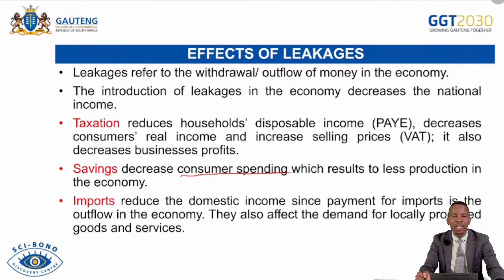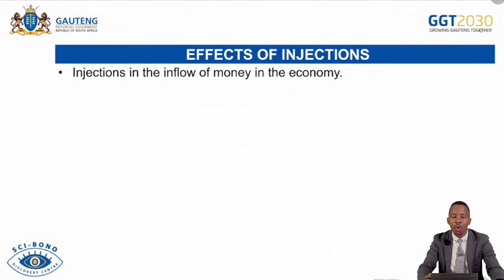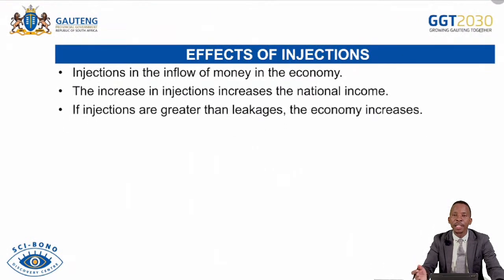Imports reduce domestic income. Also, if money is flowing out to pay for imports, that will mean consumers are not demanding goods that are produced locally. That is bad for the economy. And then injections always increase the economy of the country. If they increase, there will be an increase in national income and economic growth. If injections are more than leakages, the economy will always increase.